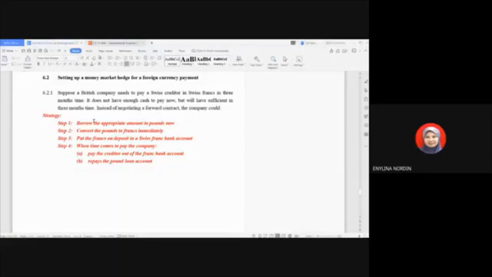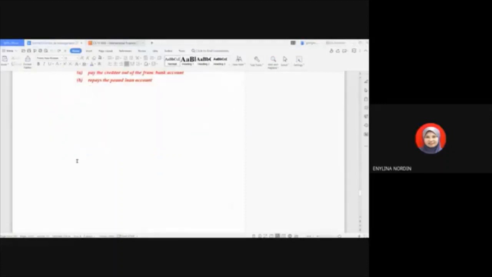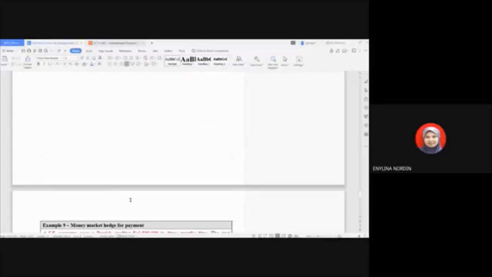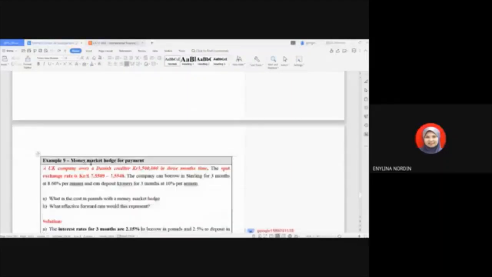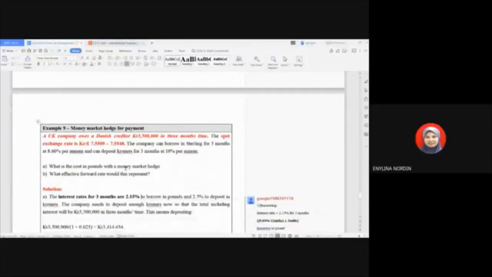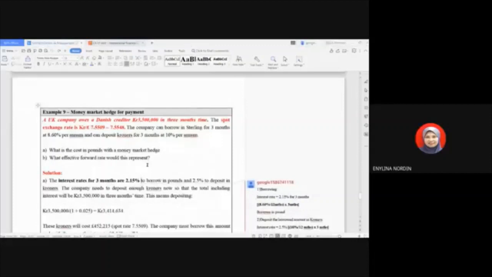But what happens if you have a more comprehensive situation, for example, adopting the money market hedge for foreign currency payment? If you look at this, let us read the example here.